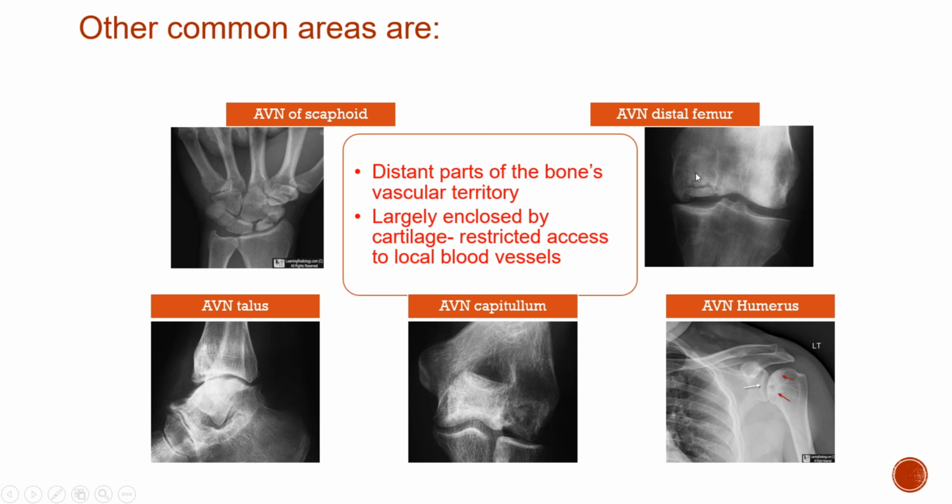This is the distal femur avascular necrosis leading to fracture. This is the scaphoid fracture with osteonecrosis features, the talar head and talar neck fracture with subsequent osteonecrosis, and the capitulum also. You can see it is grossly distorted. Also, the humerus.